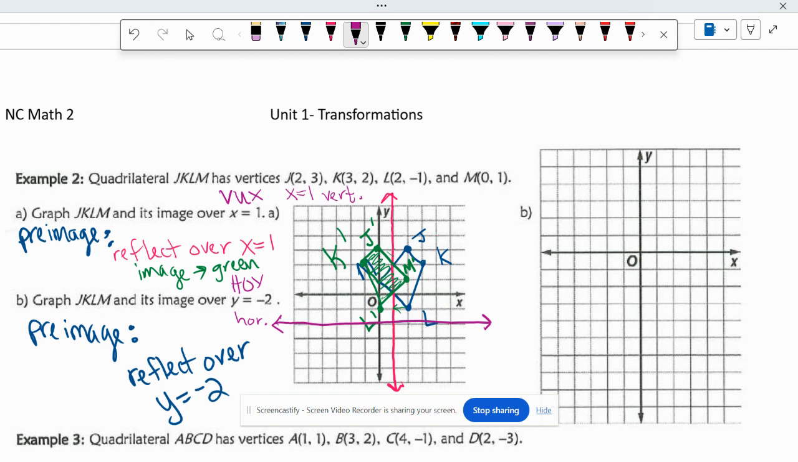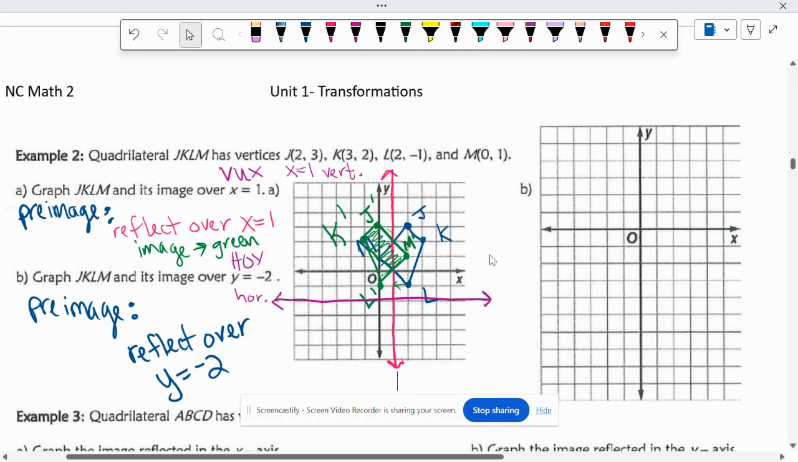So I have to figure out how far point J is away from this purple line. So J is 1, 2, 3, 4, 5 units away from the purple line. So I need to go 5 units in the opposite direction. 1, 2, 3, 4. So it's actually going to go off my graph just a bobble. That's going to be J prime. Point K is 1, 2, 3, 4 units away above, so I need to go 4 units below. That's K prime. L is 1 unit above my reflection line, so now I'm going to move L prime 1 unit below my reflection line.